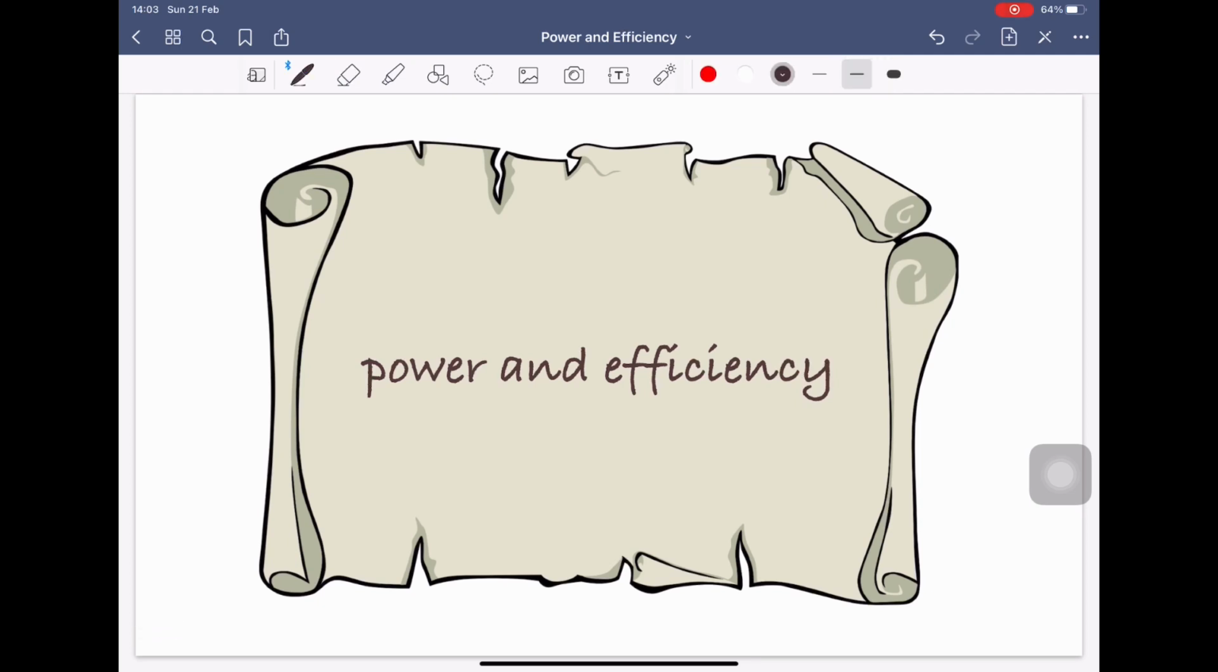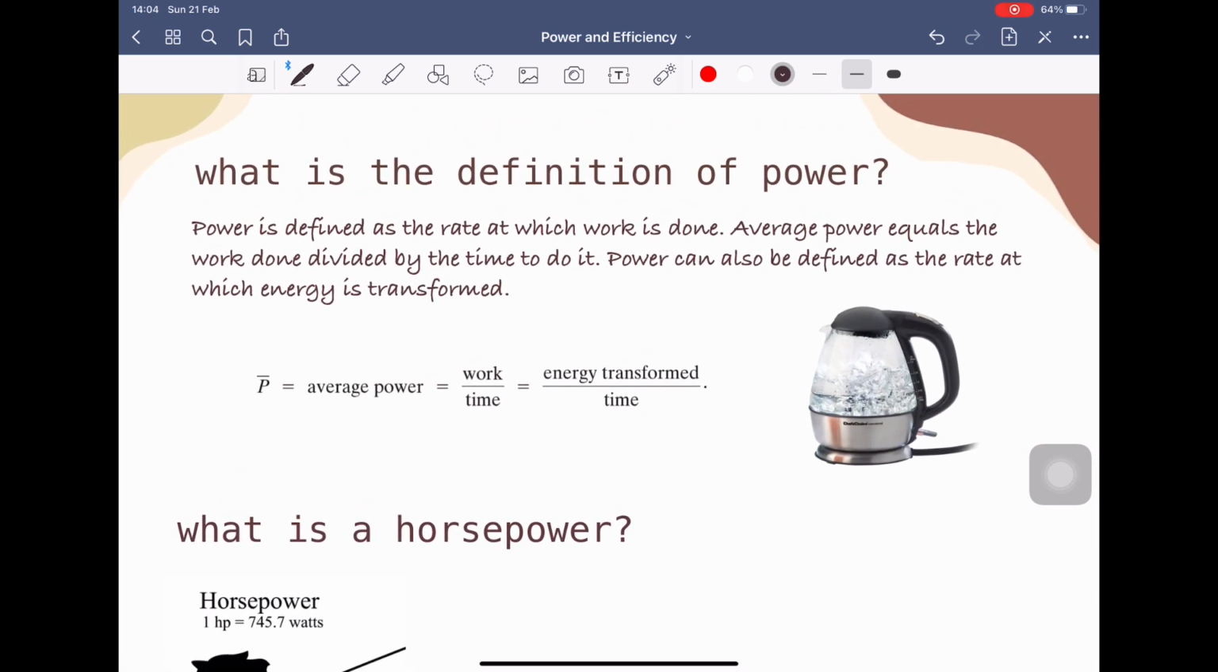Power and efficiency. What is the definition of power? Power is basically work done divided by the time taken. The unit of work is joules, and the unit of time is seconds. So power equals joules per second, or we can call it watt.